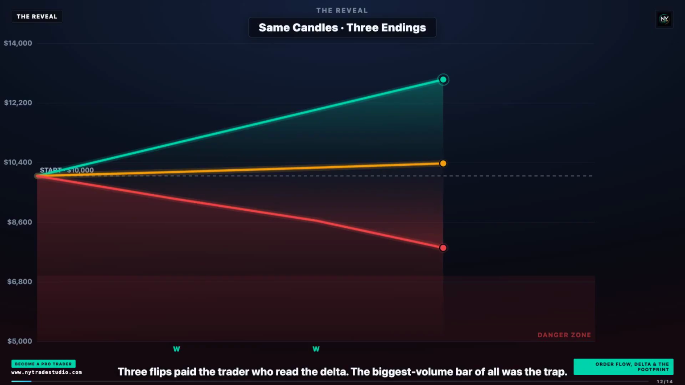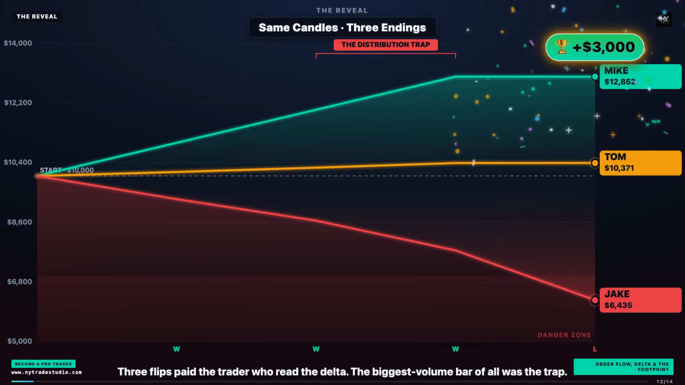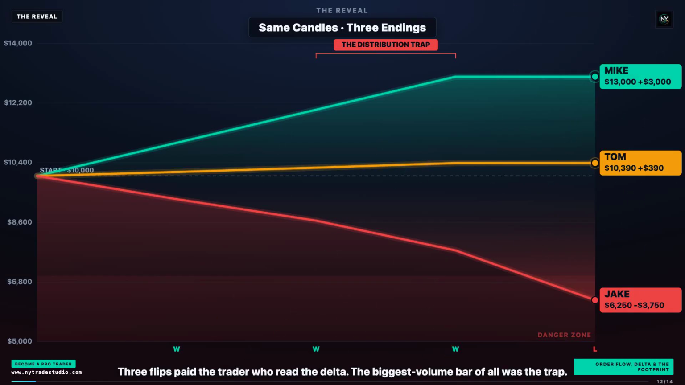And the trade that mattered most was the one he refused, the biggest volume bar in the whole video, the one that looked exactly like a bottom. It was the trap. Tom made a little. He saw the same charts, but he always paid late. Entering after the flip was already spent, so being right bought him crumbs, and Jake lost on all 4, almost 40% of his account gone.